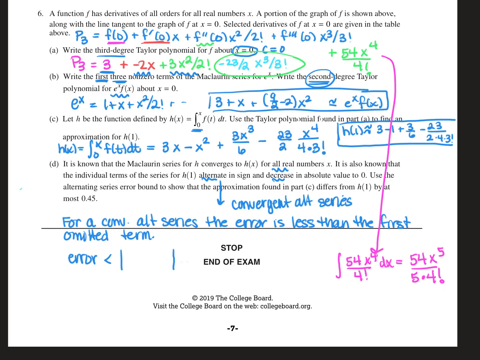And we're going to plug in 1. So this is going to be 54 times 1 to the 5th over 5 times 4 factorial, which is 4 times 3 times 2, so 24. And I believe that's less than 0.45.